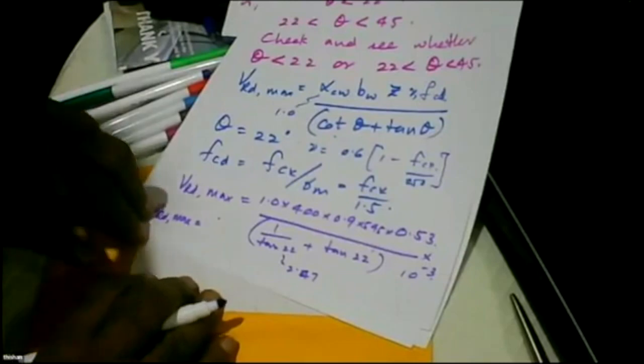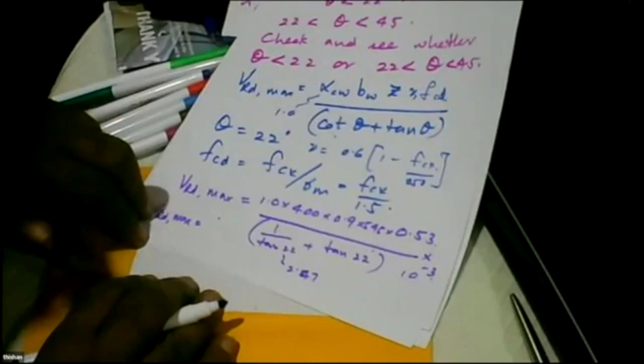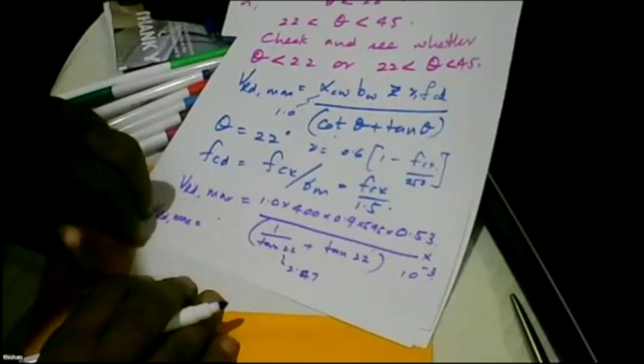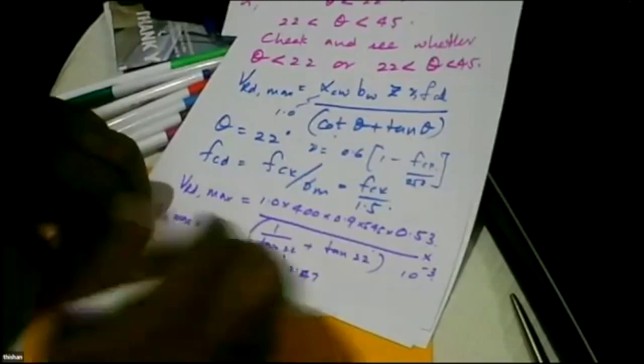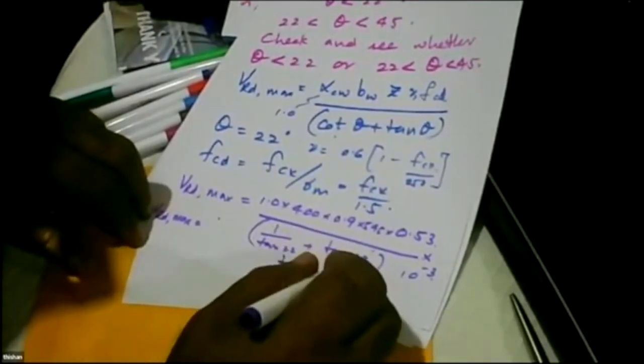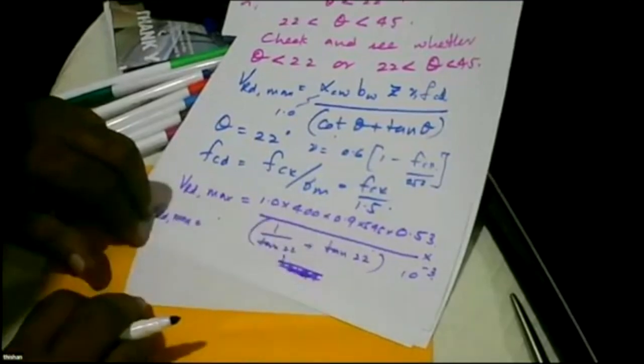Is it 1 into 400? So 1.0 multiplied by 400 multiplied by 0.9 into 545, multiplied by 0.53. Is that right? Yes, around 0.53, about 0.6 multiplied by 0.9. 1 over tan 22 is 2.47, plus tan 22, 0.4. That is 2.87.